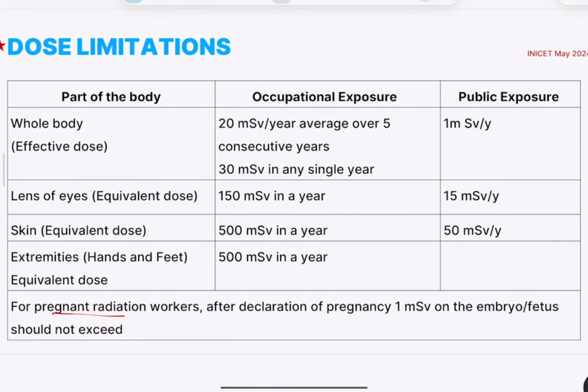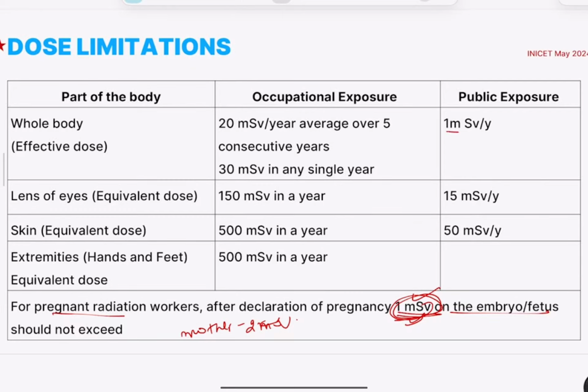And in pregnant radiation workers, how much radiation exposure to the embryo? It is 1 millisievert. If it is asked to the mother, it is 2 millisieverts. Imagine 1 to the embryo, 1 to the mother, together it becomes 2. Only for embryo it is 1 millisievert.